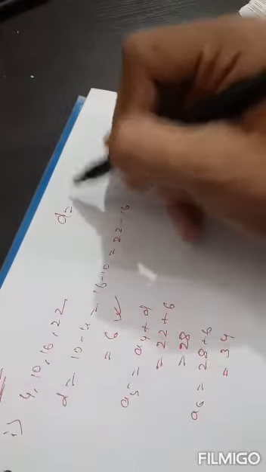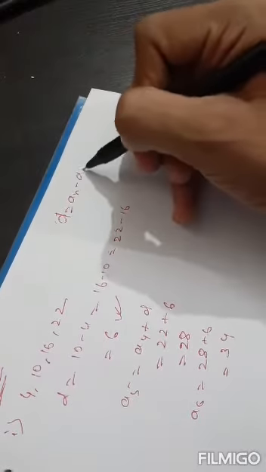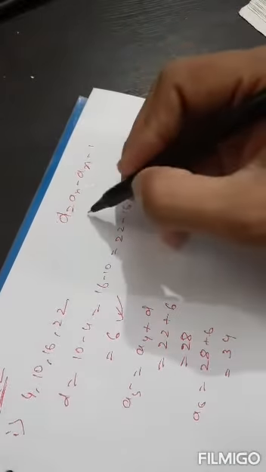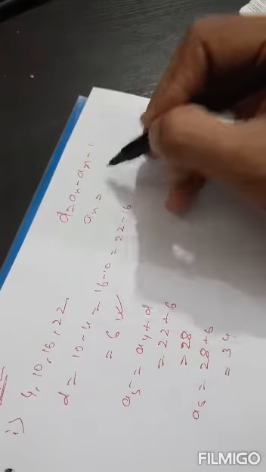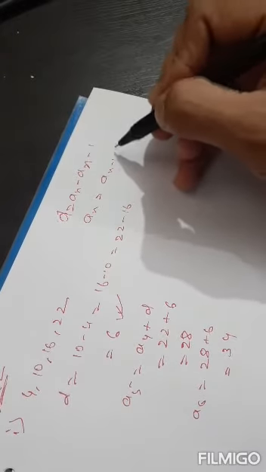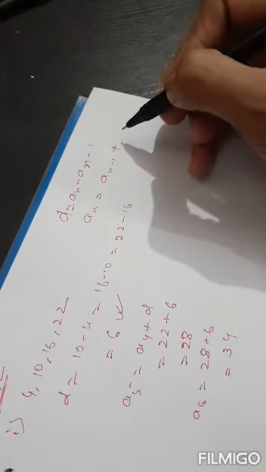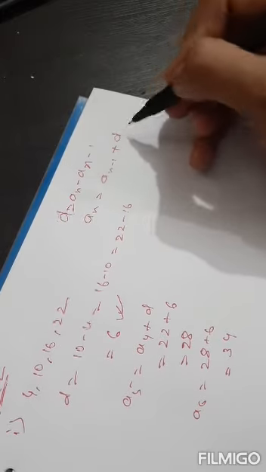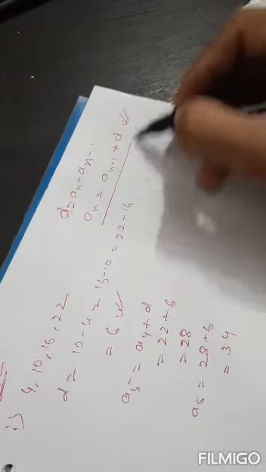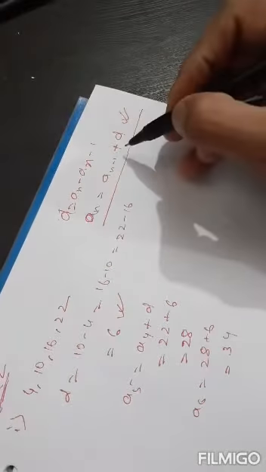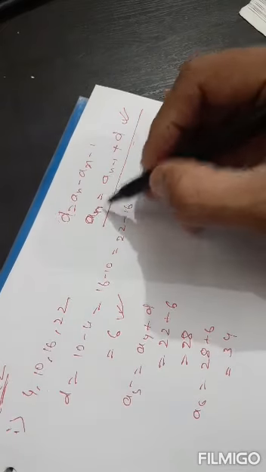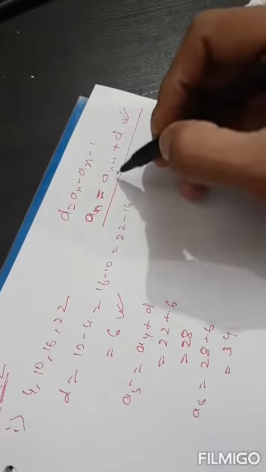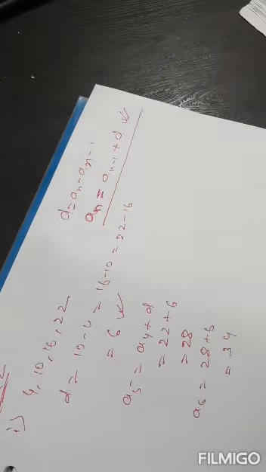We have already discussed that the common difference equals a(n) minus a(n minus 1). So the nth term will be the preceding term plus the common difference. This is the formula for finding the nth term when we know the just preceding term and the common difference.